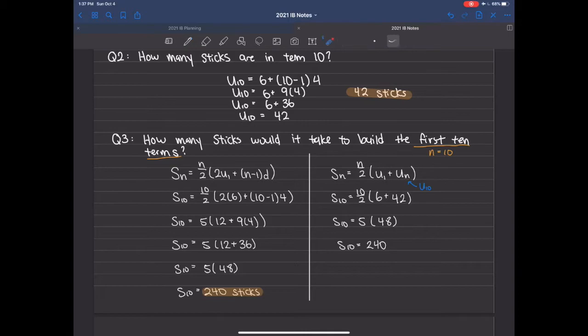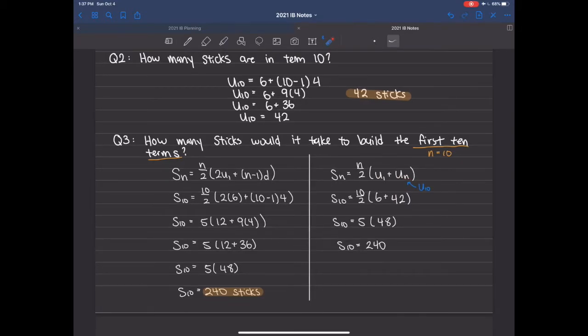So you might be wondering, what is the big difference between these two versions of the formula, and how do I know which one I want to use? And that is entirely based on what information you are given or what information you can find out. So you'll notice that both of the formulas have the n over 2 at the beginning. The big difference between these two is that the second version of the formula relies on you having the value of the last term, whereas the first version of the formula relies on you knowing the common difference.